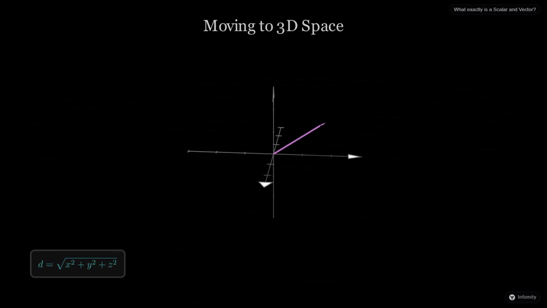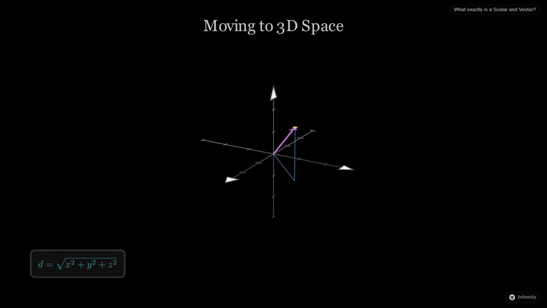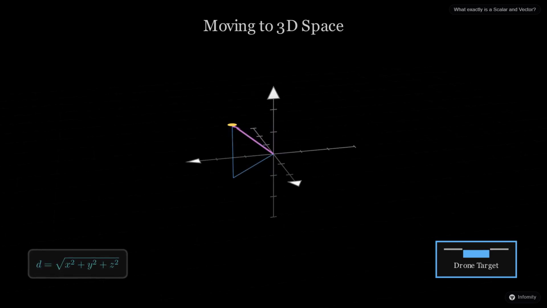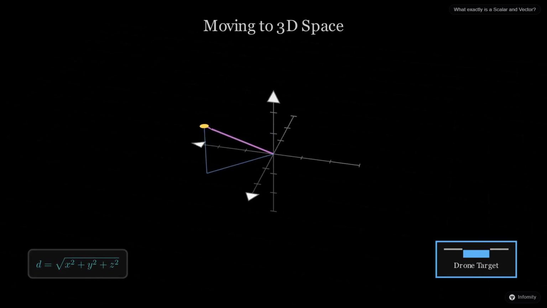The math remains identical to 2 dimensions. We still measure distance from the origin. The vector arrow represents a unique point in space. Our drone now has a specific altitude target. Let us break down this 3-dimensional vector.